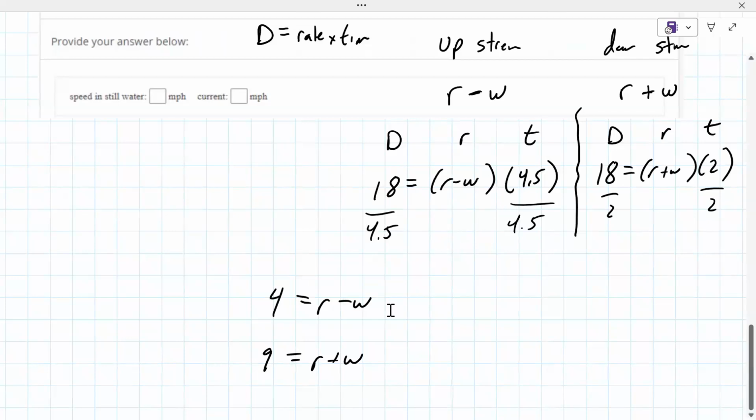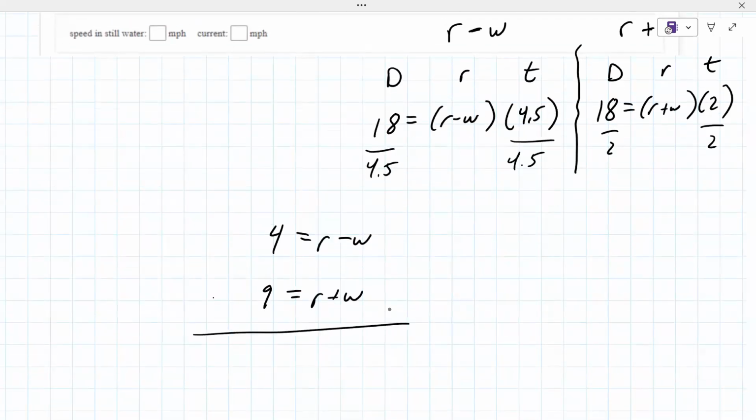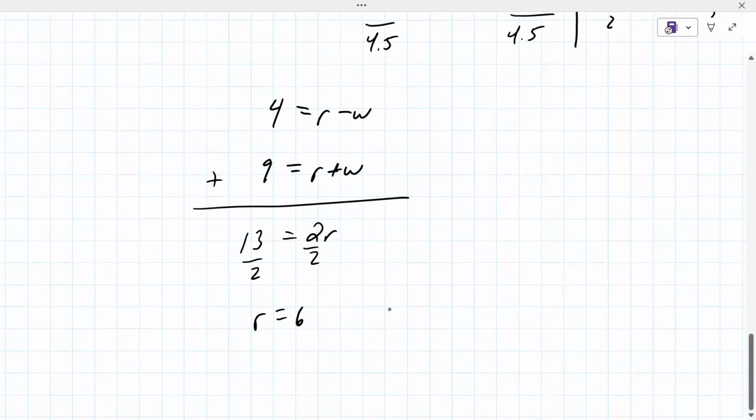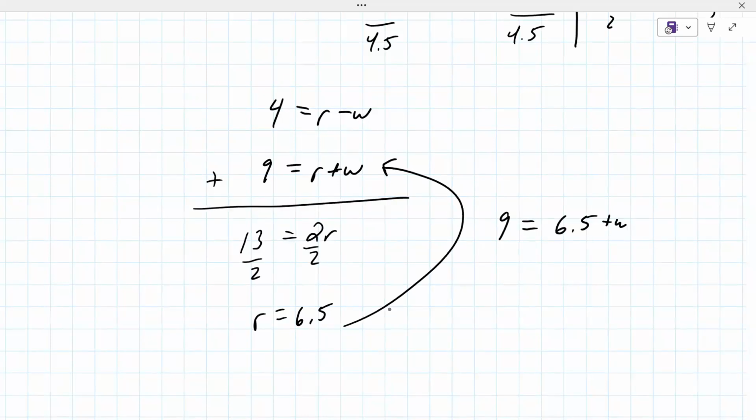Yeah. All right. So then if you add the equations vertically, the W's cancel. Minus W plus W goes away, and you have 2R. 1R plus 1R is 2R. You divide by 2, and you get R equals 6.5. You can use either equation to solve for W. Let me do it in the second one here. 9 equals 6.5 plus W. Subtract 6.5 from both sides. 2.5 equals W.